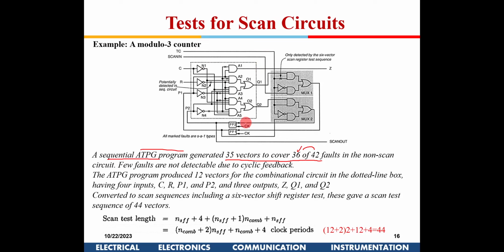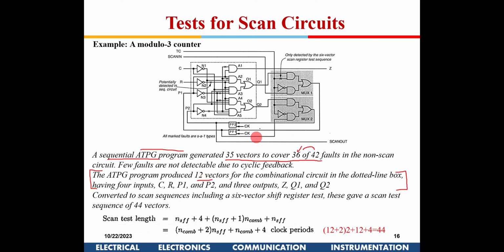Now once we incorporated a scan design, first what we do is remove the flip-flops and consider this as a pure combinational block. So when it was done as a pure combinational block analysis, 12 test vectors were required, right? Because we do fault collapsing and all those algorithms which we studied. So once the flip-flop was removed and ATPG for the pure combinational circuit was done, it generated 12 vectors.